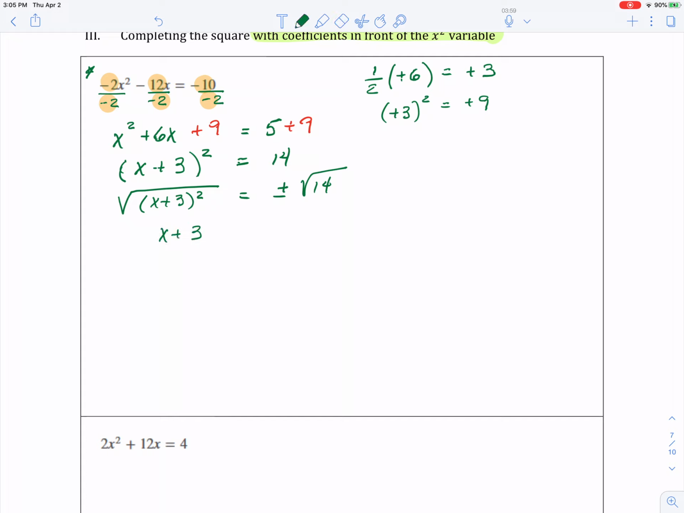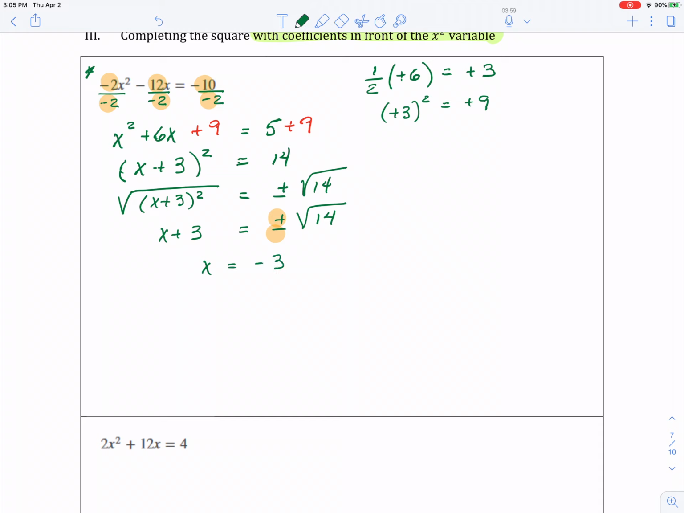So on the left I have x plus 3. On the right I have plus or minus the square root of 14. And again, the plus or minus is what gives me two distinct answers for this second degree equation. Remember, second degree, you expect at most 2 solutions.